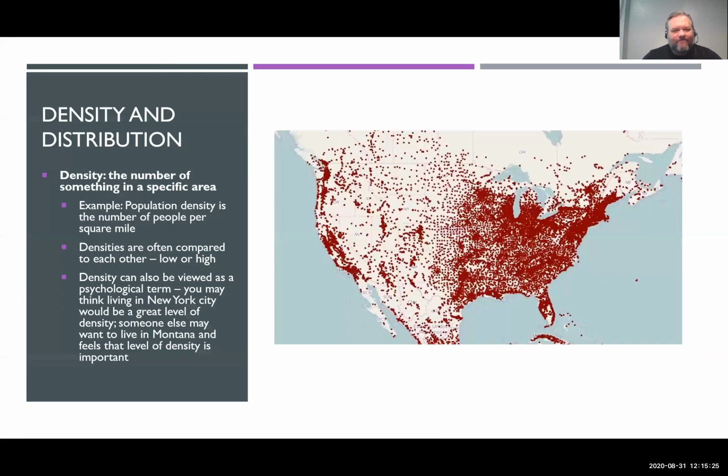All right. Now we're looking at density and distribution. So density, this is a population density map over here. This is a dot distribution. When we talk about density, density is simply the number of something in a specific area. We're not talking about clustered or dispersed. We're just talking about the physical number of something in an area. And so population density is like that.